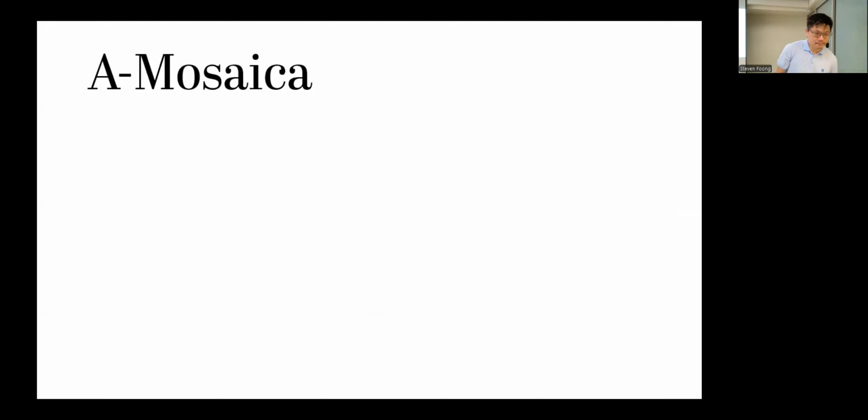Apart from post-Mosaica, some things are also called a-Mosaica. What's the difference between post-Mosaica and a-Mosaica? Post-Mosaica is things that we are quite certain are written after Moses. A-Mosaica, we cannot say that it is written after the time of Moses, but it will be very difficult to accept if Moses wrote it.